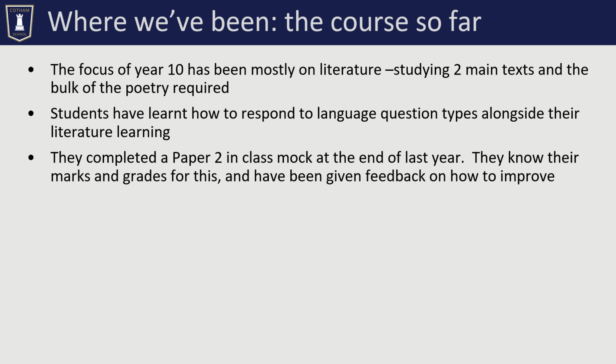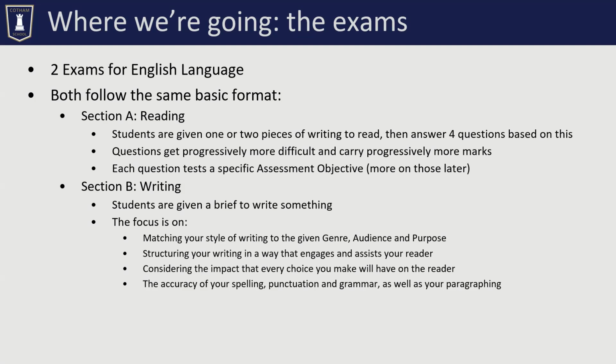Now, they should know their marks and their grades for that paper. If they do not, it might be worth having a word with your child and saying, do you know what you got? If not, they need to talk to their teacher. It should all be in their yellow books. They've been given feedback on how to improve on that, and we'll be picking back up on that through the year. So where are we going?